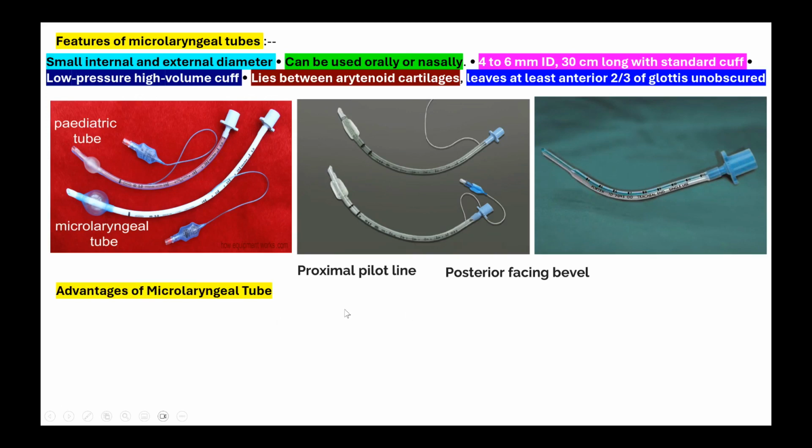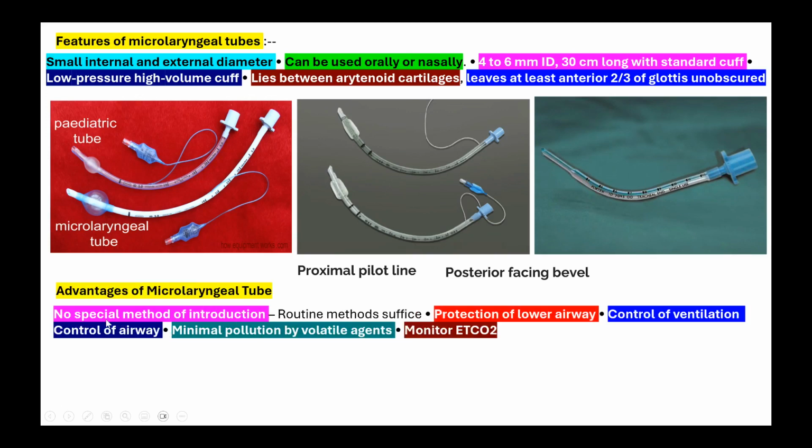Okay. Advantages of the microlaryngeal tube: there is no special method for introduction. You can use the routine method, and because of the large cuff, it protects the lower airway. Through this tube, you can paralyze and control the ventilation, and you have control over the airway. Because of the cuff, there will be minimal pollution by the volatile agents, and we can attach an ETCO2 monitor and monitor the ETCO2. So these are all the advantages of using a microlaryngeal tube.